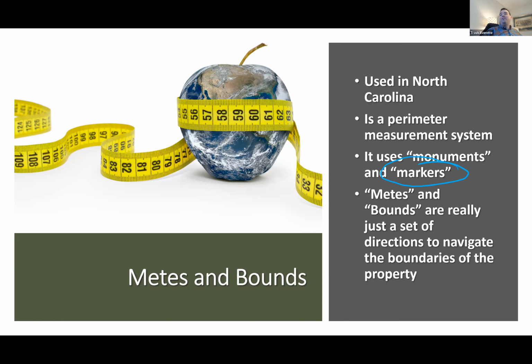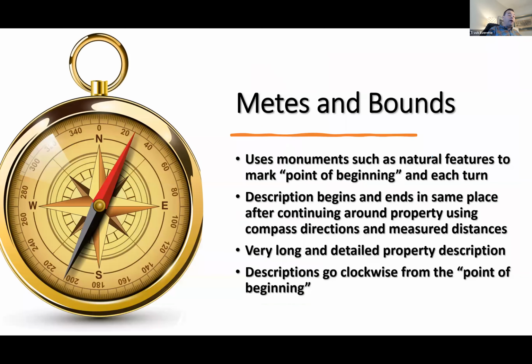What are they looking for? Those things in the ground. They're looking for that metal stake that was driven in the ground when it was first mapped out so that they can reestablish where those property lines actually are. That is the metes and bounds system of describing property. And again, it just takes you clockwise around the property until you come back to where you started.